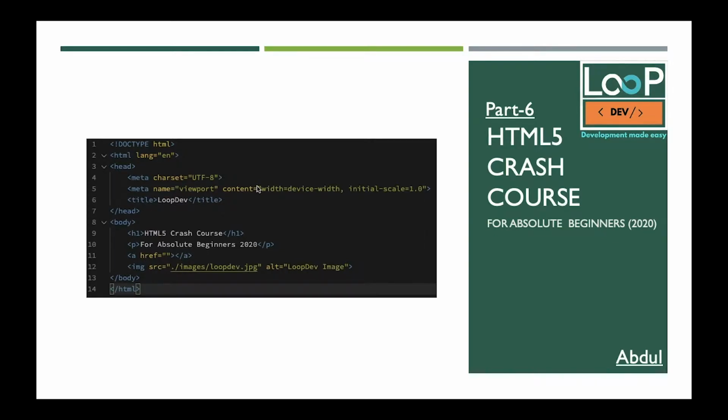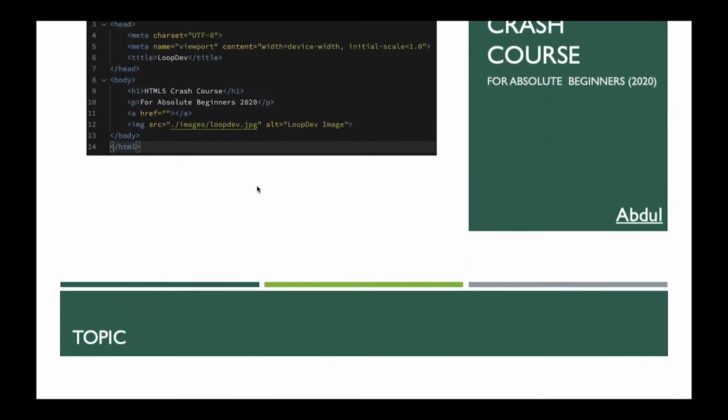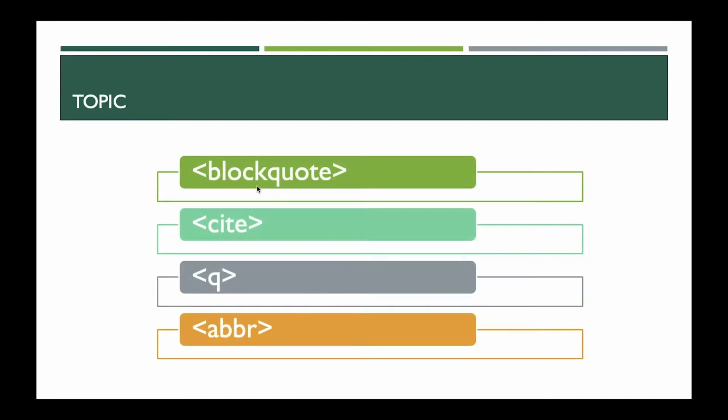If you're new and haven't watched the first parts of this series, I recommend you watch them first and then continue with part 6. So today we'll be talking about HTML's quotation elements. We'll look at blockquote, cite, q, and abbreviation elements, and we'll learn what these elements are, why, how, and where we can use them to best optimize the contents on our web page.